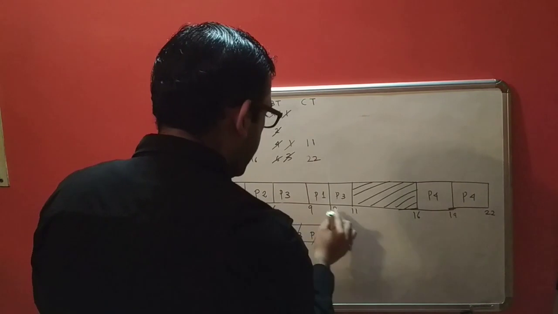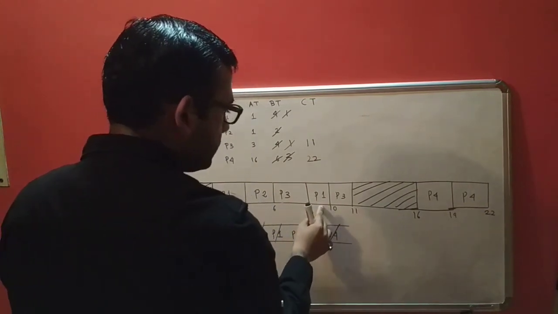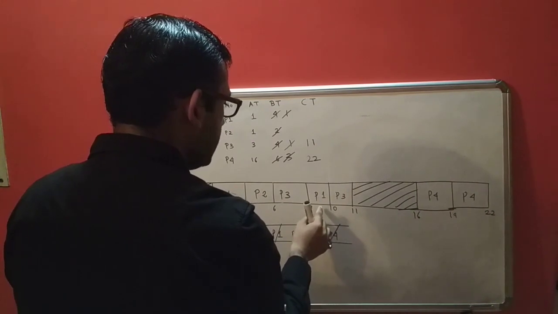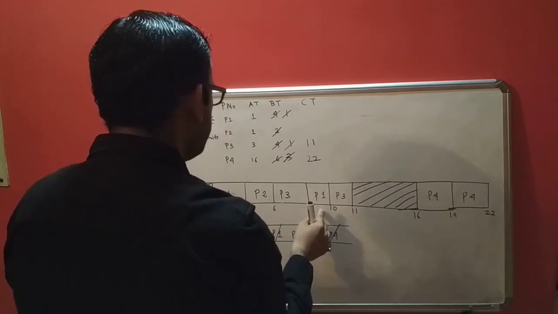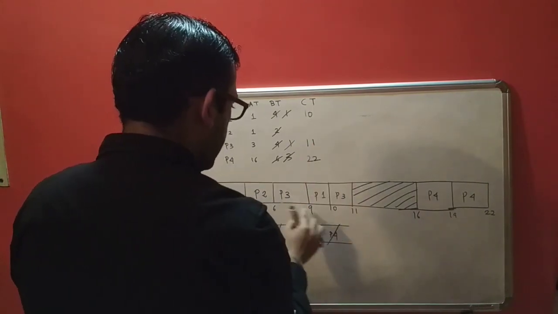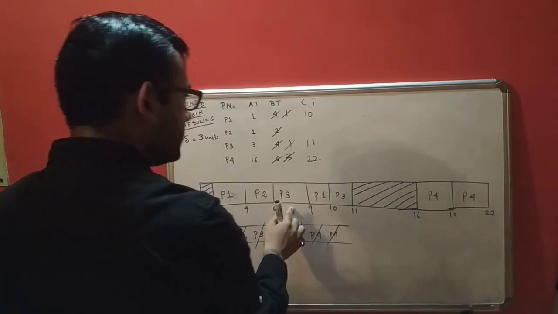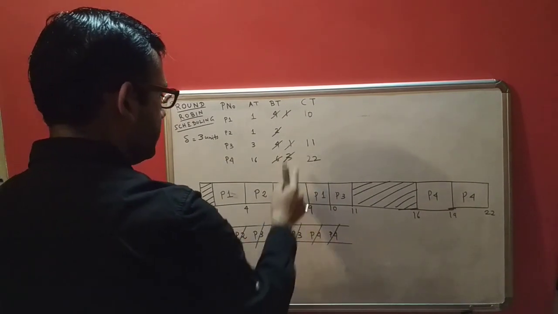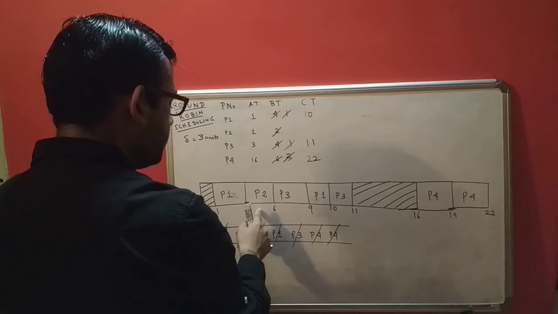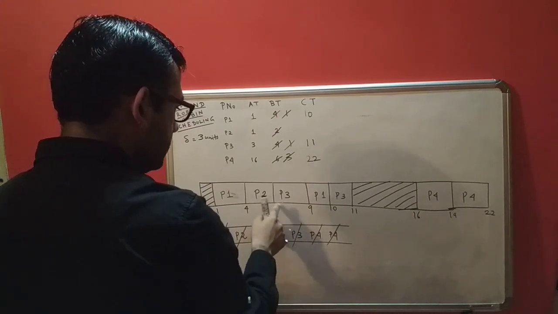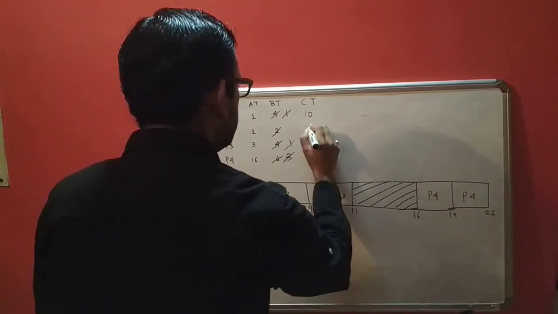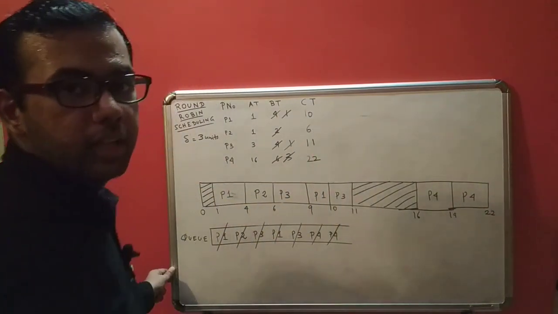Now see, again I find a new slot. That new slot ends at time unit 10, and this is the slot for P1. So P1's completion time is 10. And again I encounter a slot for P3, but I've already found the completion time for P3, so I will ignore this. Now P2, this is a new slot that I've encountered, and its completion time is 6. So the completion time of P2 is 6. I hope this is clear.